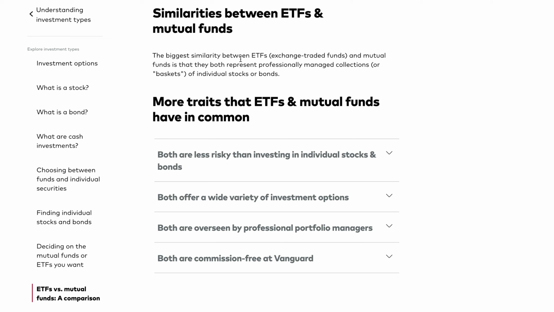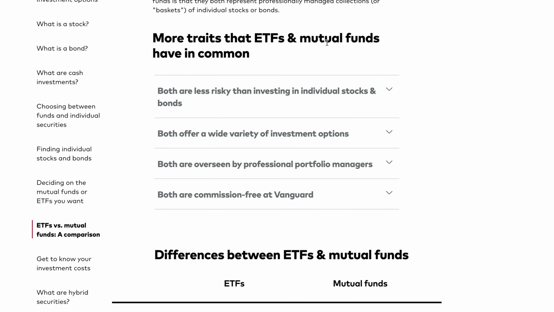The biggest similarity between ETFs or exchange traded funds and mutual funds is that they both represent professionally managed collections or baskets of individual stocks or bonds. So what's great about both of these is you're not just investing into one company, so there's a lot less risk. You're getting a wide variety of exposure to different companies or different equities and investments by just purchasing this one ETF or mutual fund. So you get very great diversification by buying one of these products or investing in one of these products.